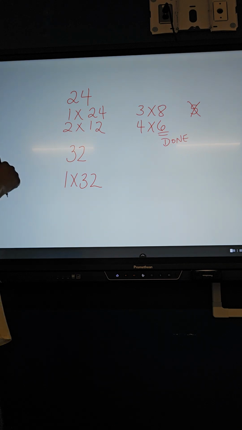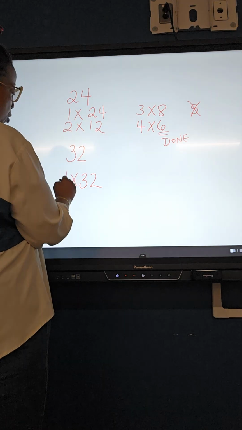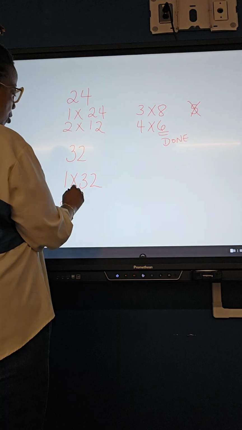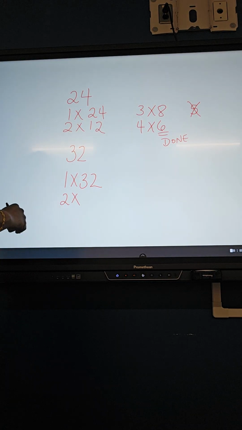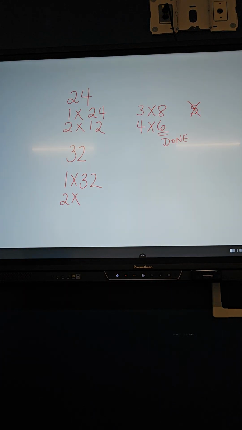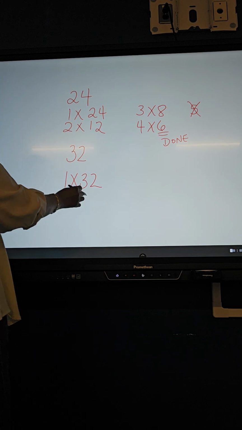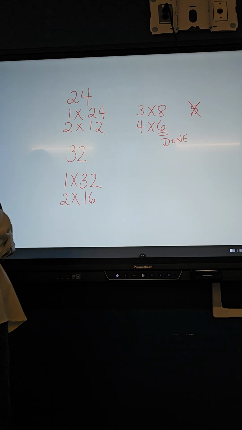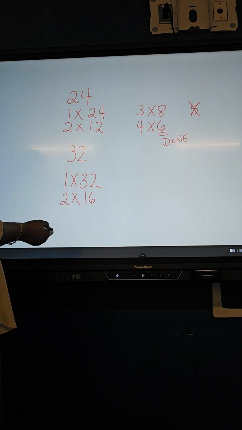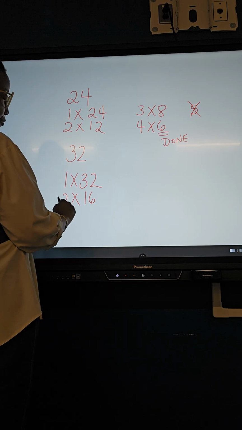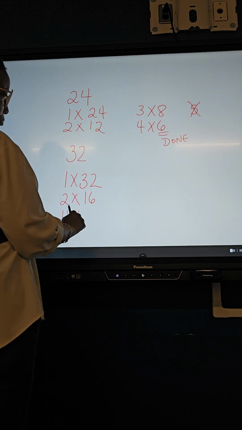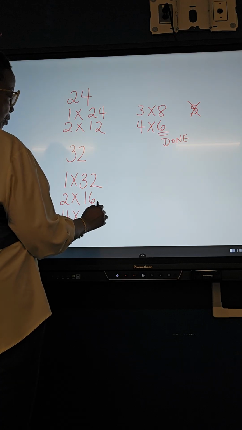Okay, let's move to 32. 1 times 32, move to number 2. After 1 is 2. 2 times what is 32? This won't be on your multiplication chart, but as you matriculate through multiplication, you start to understand. 2 times 16 is 32. What about 3? 3 times anything is 32? No. What about 4? 4 times what? 4 times 8 is 32.